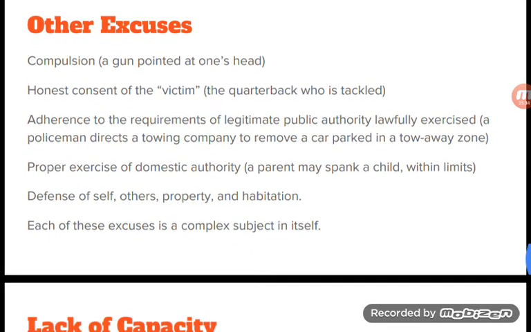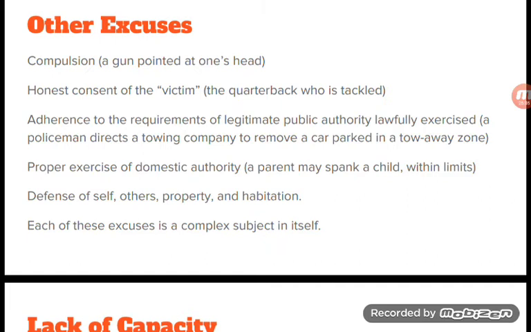Other potential excuses for committing crimes would be compulsion, right? You're forced to do it, gun pointed to your head. Honest consent of the victim, the quarterback who's tackled, right? It's a sporting event, so some consent there. Adherence to requirements of legitimate public authority, lawfully exercised, right? Like a policeman directing a towing company to move a car, that type of thing. Proper exercise of domestic authority, right? A parent may spank a child within limits, that type of thing.